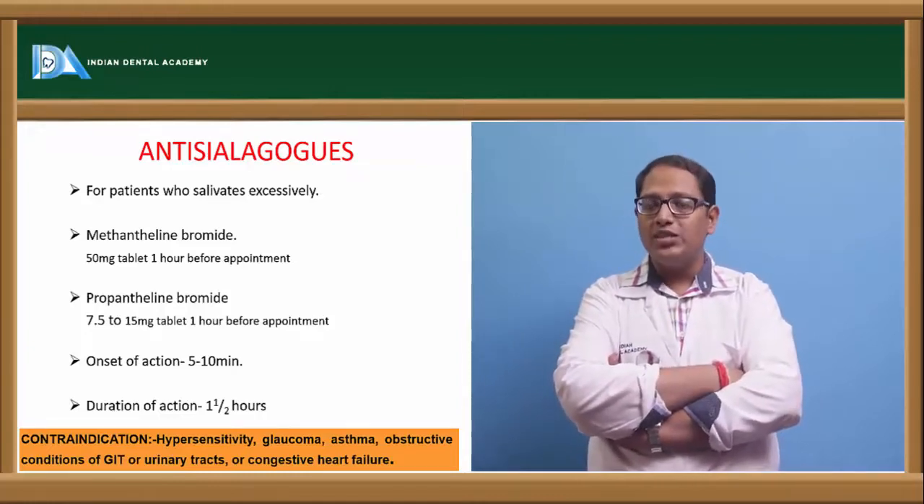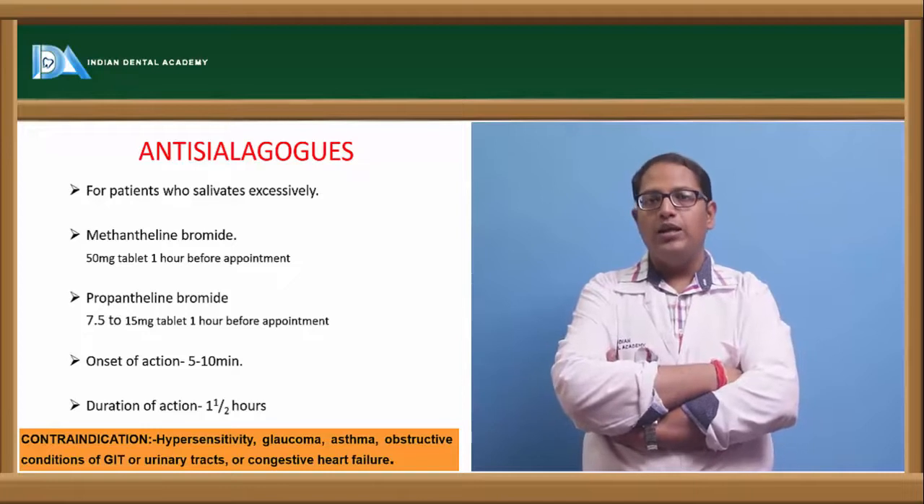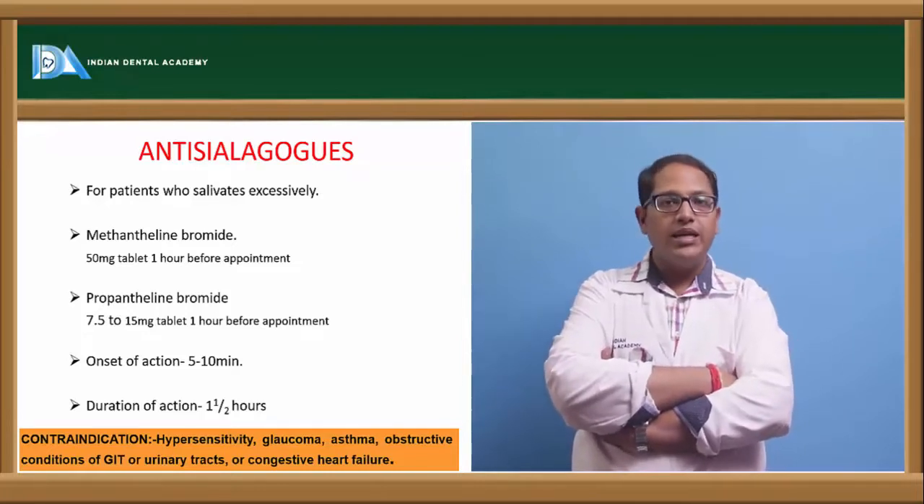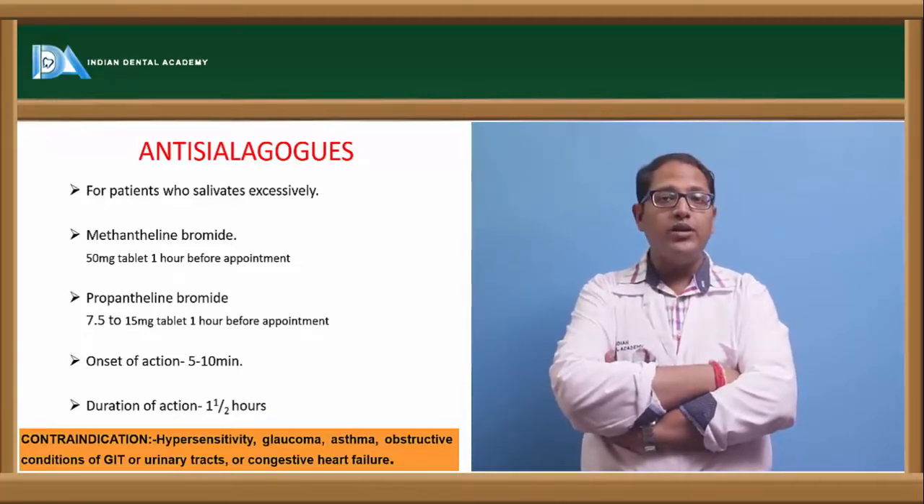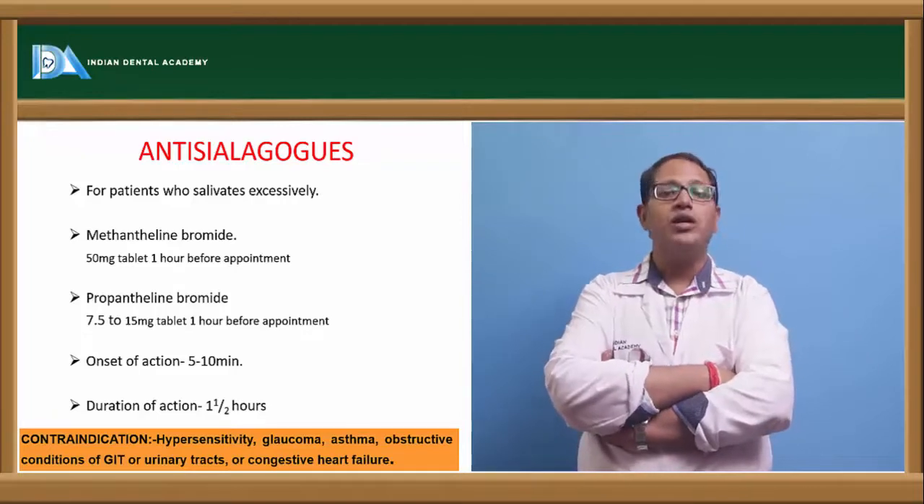Methylmalonate bromide has to be taken 1 hour before. Now the dosage is 15 milligrams, whereas propantheline bromide you can give at 7.5 milligrams. So what does that mean?